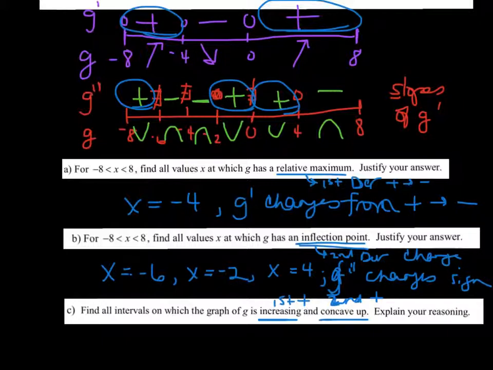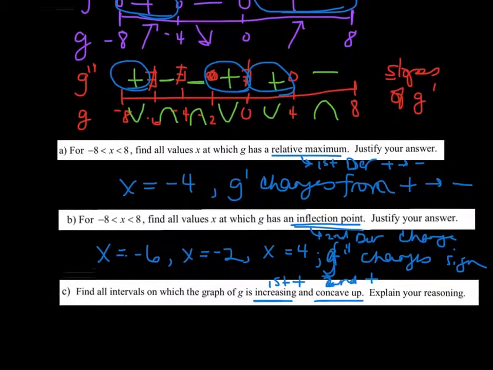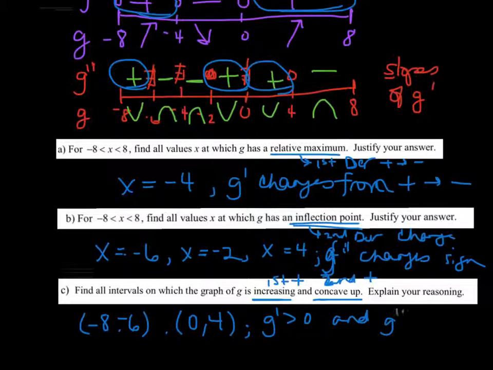All right, so I would go ahead and say that that would be between, let's see here, -8 and -6. Then I would say, again, between 0 and 4. So those are the two intervals of time in which what's happening? Our first derivative, so g prime, is greater than 0, and the second derivative is also greater than 0.